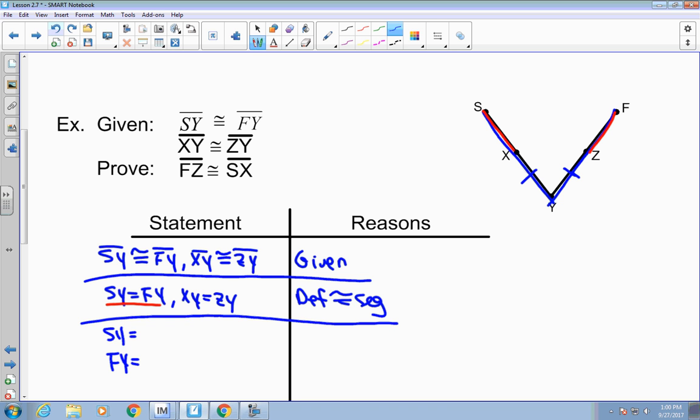Okay, SY is made up of SX plus XY, and FY is made up of XZ plus ZY. And what's that called? Segment addition postulate.